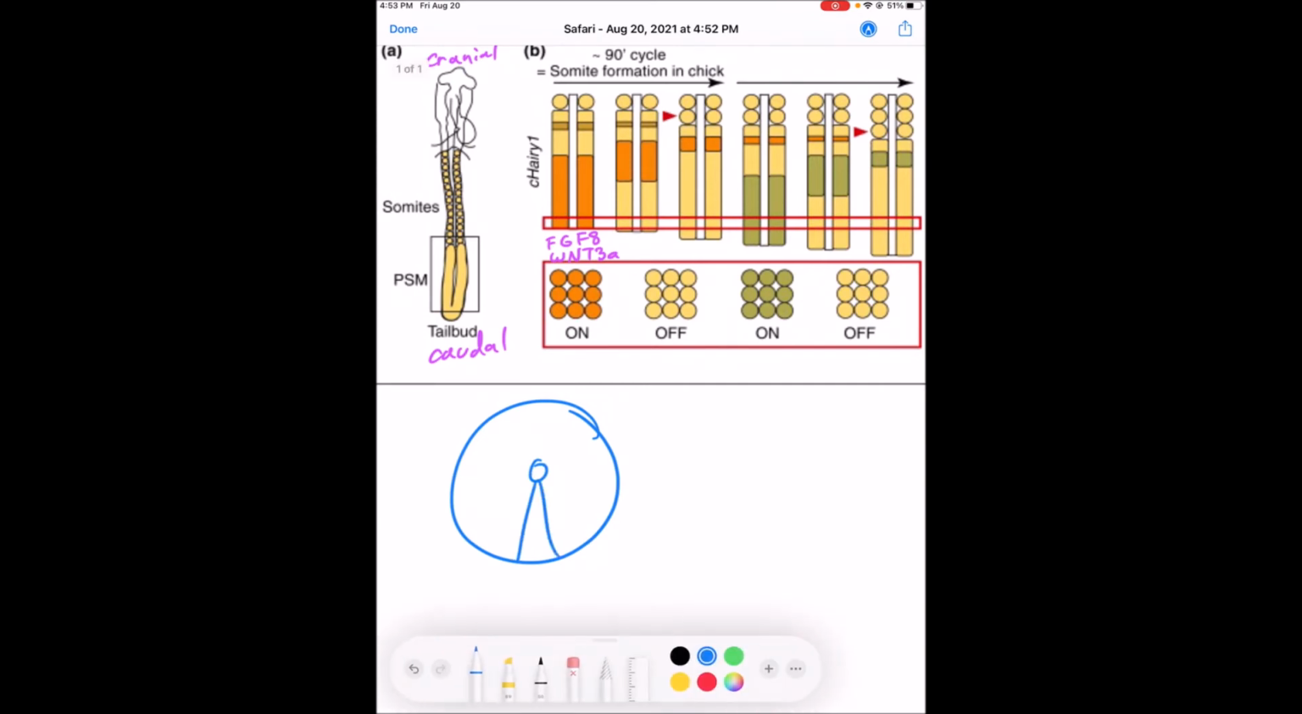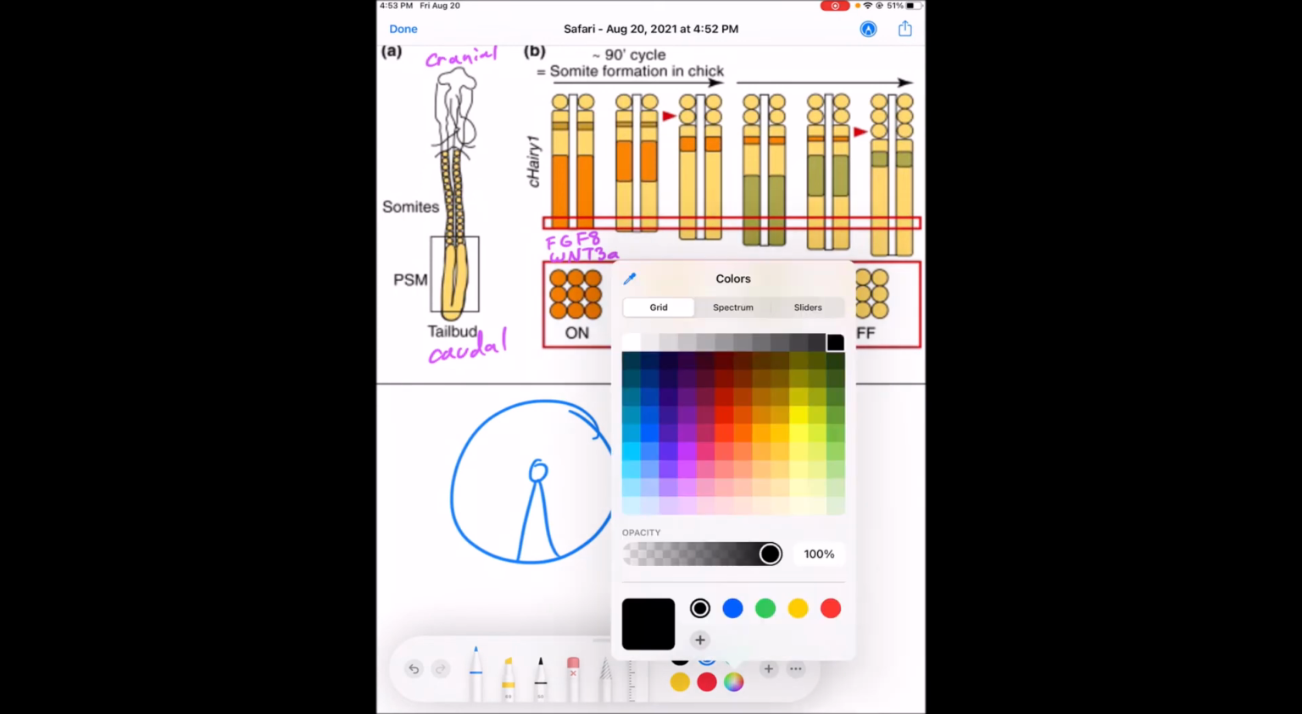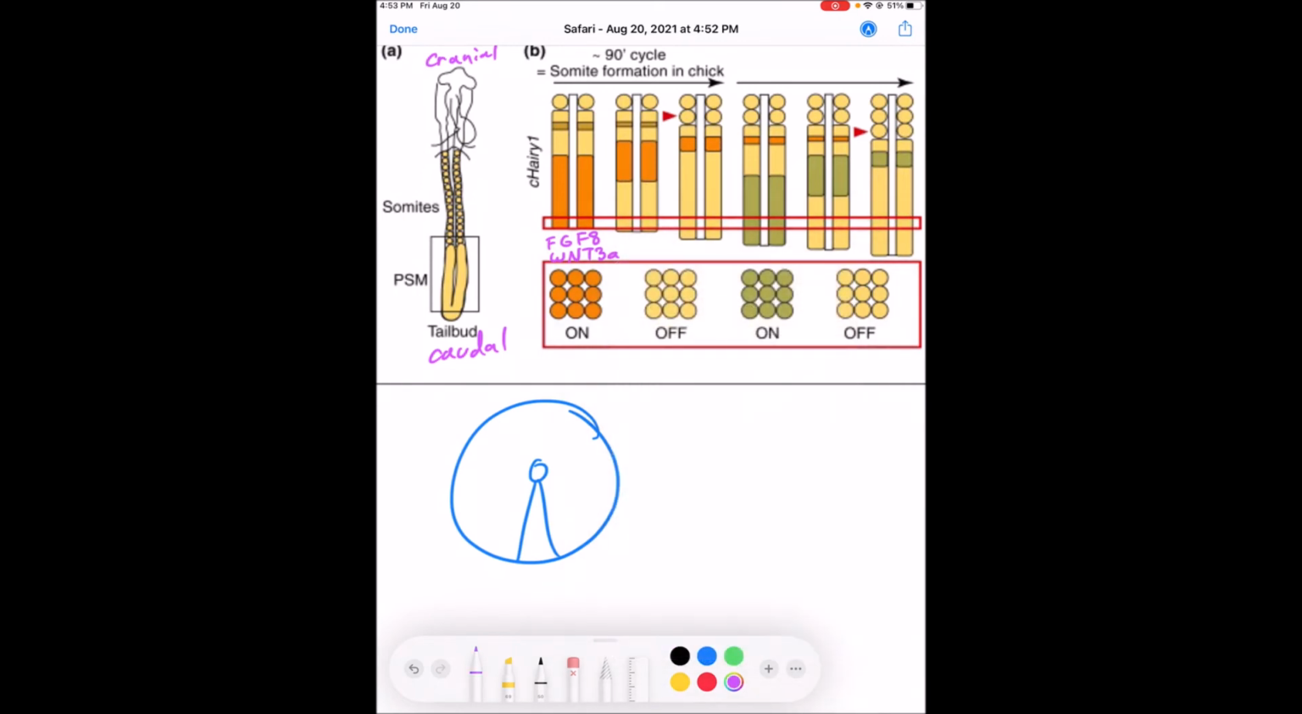I think I used orange for it before, but it's expressed throughout the primitive streak, which is on the caudal side, so that makes sense that FGF8 is expressed over here. And there's also another transcription factor that we need to know called retinoic acid. Unfortunately, I've seen some ambiguous literature as to whether that's expressed on the cranial side or the caudal side, but it's also going to be involved in this process.